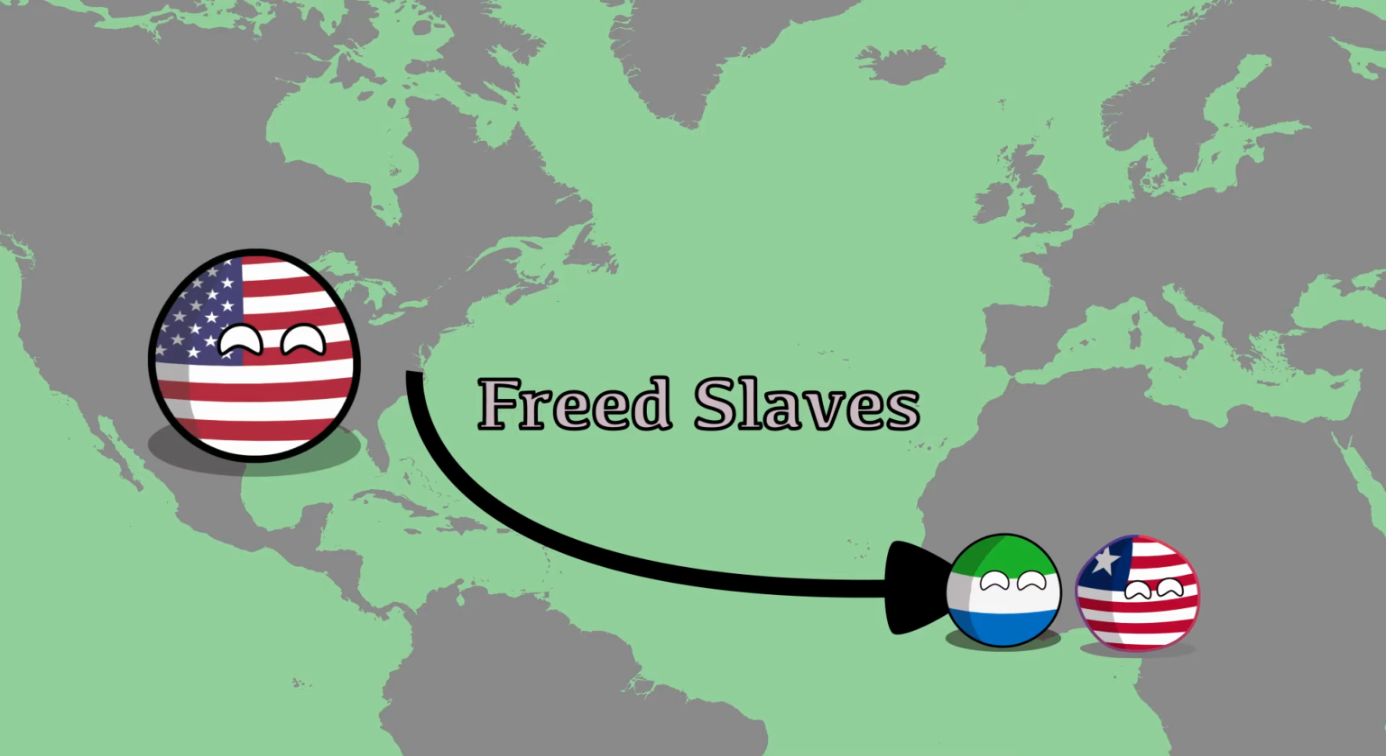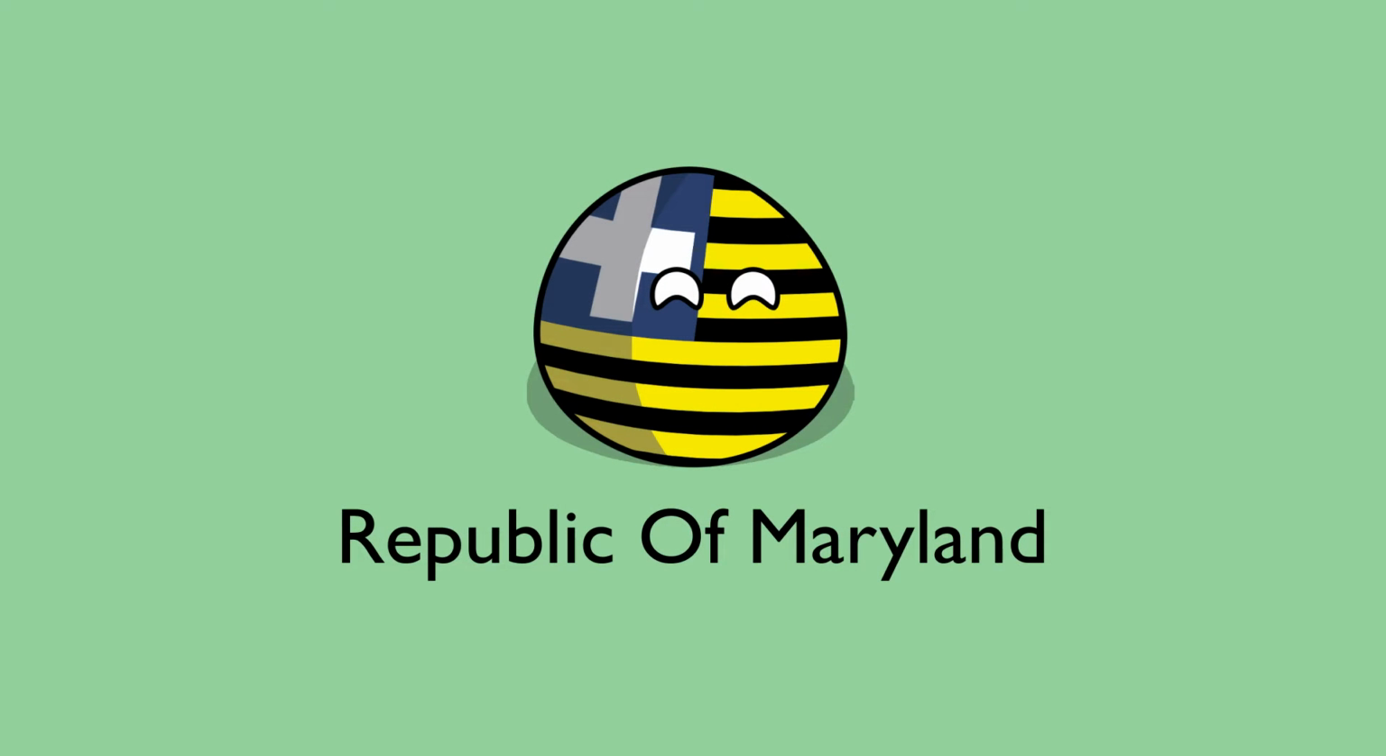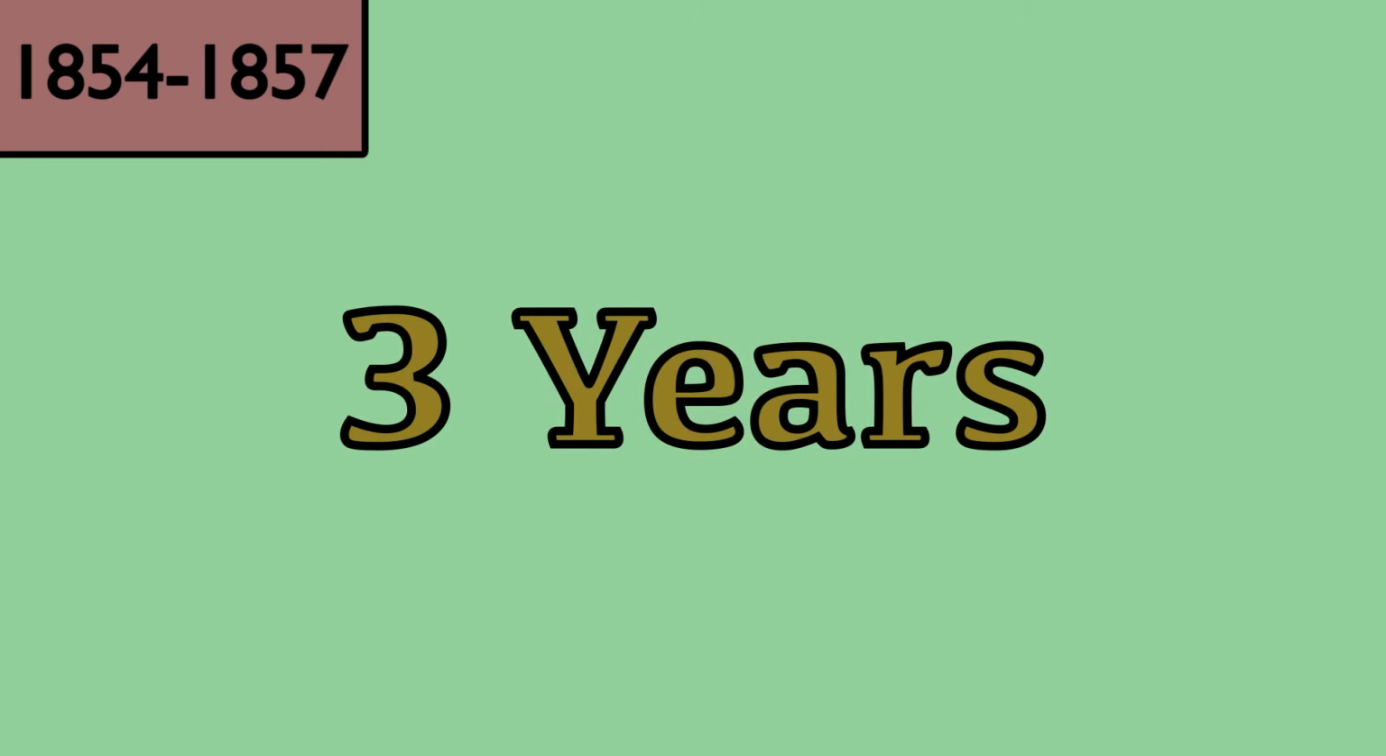However, something that is not well known is that a third country in West Africa was founded, albeit for a brief period, as a result of this resettlement called the Republic of Maryland. If you haven't heard of the Republic of Maryland, don't worry, because the country no longer exists, as it was only technically a republic for 3 years between 1854 and 1857. So what is the story behind the Republic of Maryland? How did it come into existence? And crucially, why does it no longer exist?